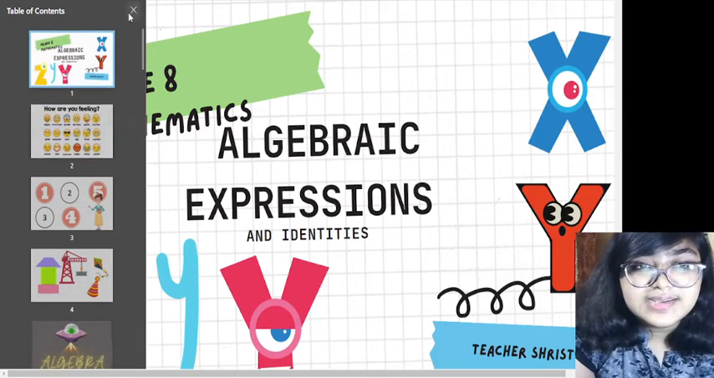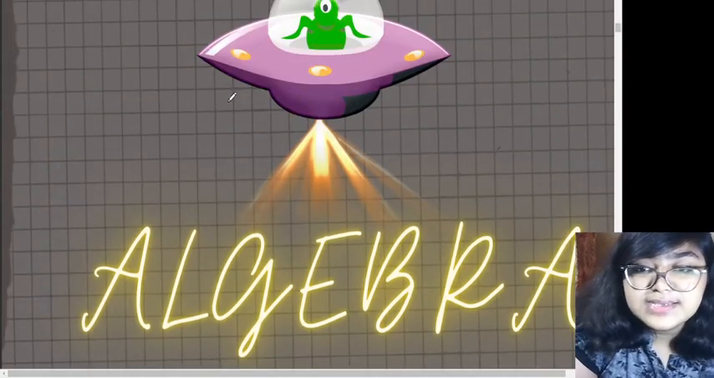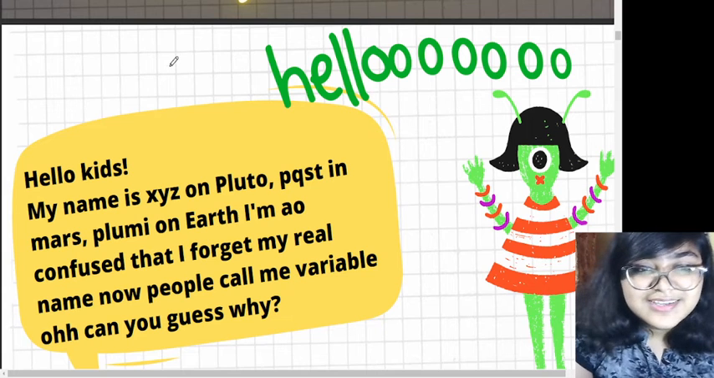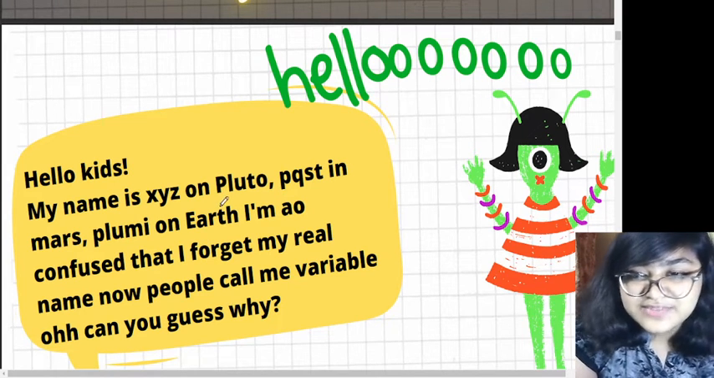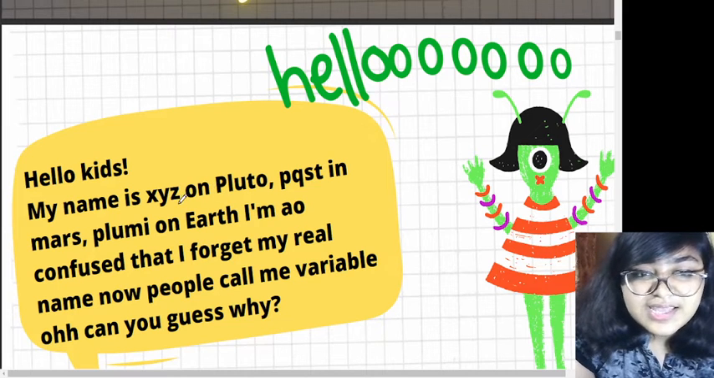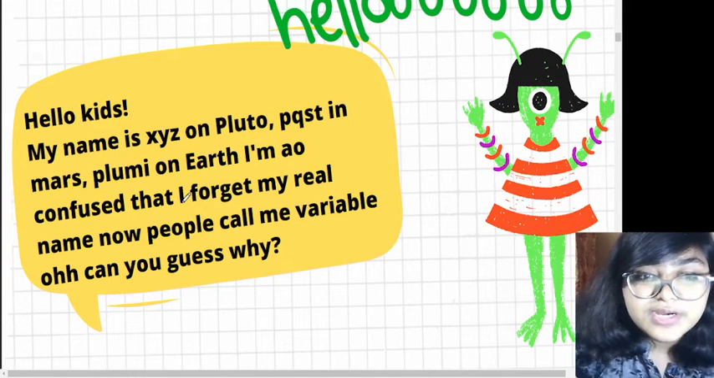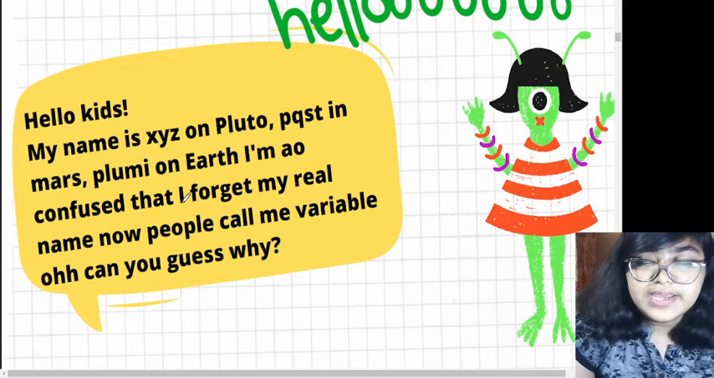So what exactly is an algebra expression? What exactly is algebra? So meet this girl. She is an alien. She is saying hello. So hello kids, my name is XYZ on Pluto, PQST on Mars, and Plumy on Earth. I am so confused that I forget my real name. Now people call me a variable. Oh, can you guess why?